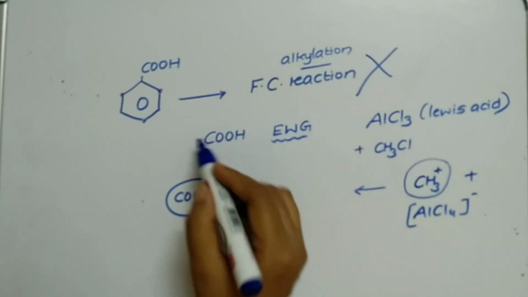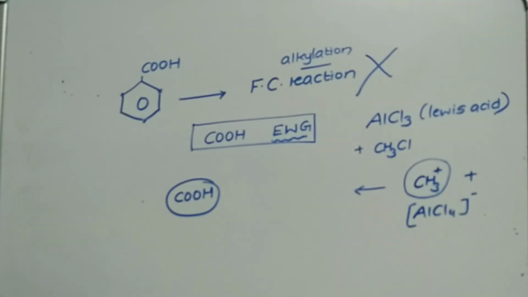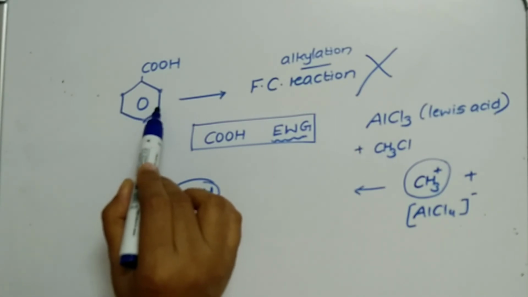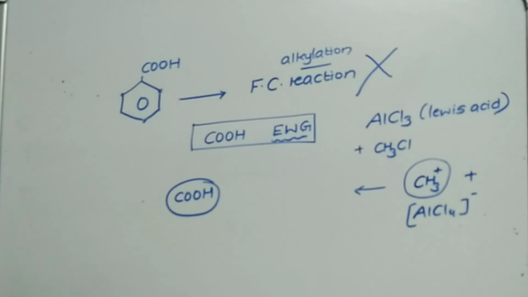The reason is that COOH is an electron withdrawing group. No substitution happens because it takes up the electrons, correct? So that is the reason benzoic acid will not undergo Friedel-Crafts reaction. So here we complete the chemical properties of carboxylic acids. In the next class we will be doing the topics of aldehydes and ketones. Thank you. Keep watching.